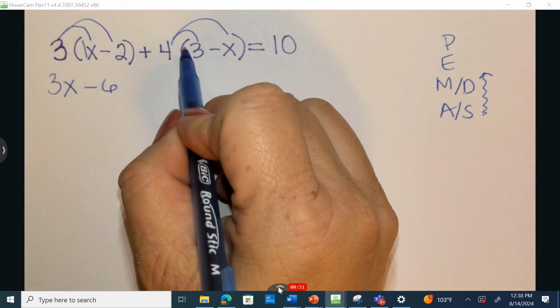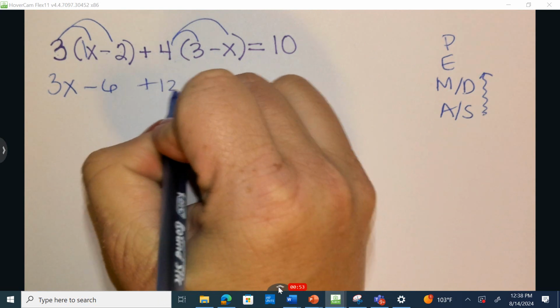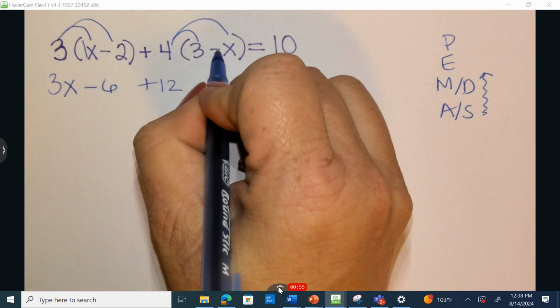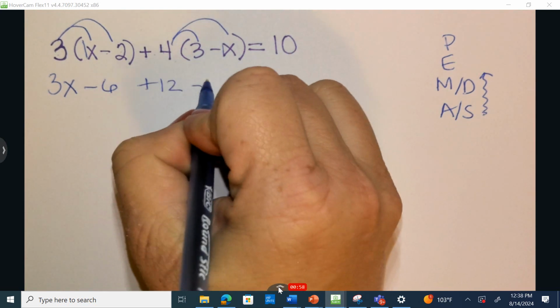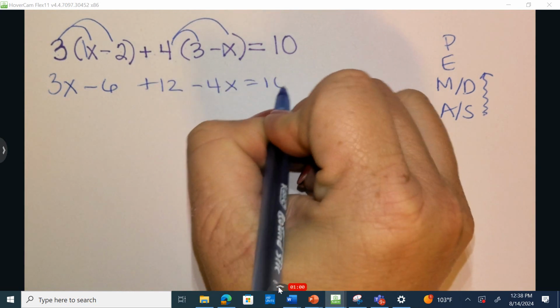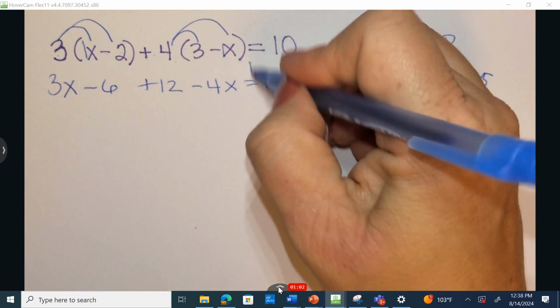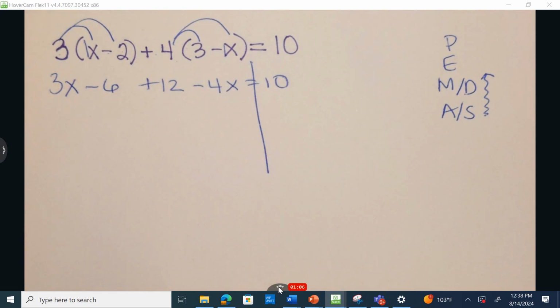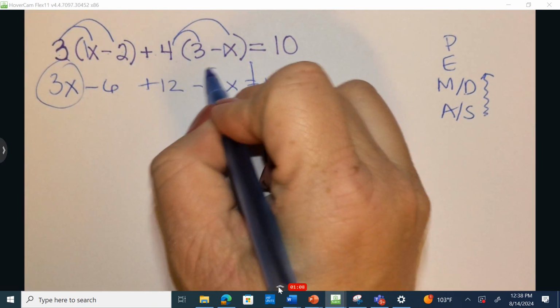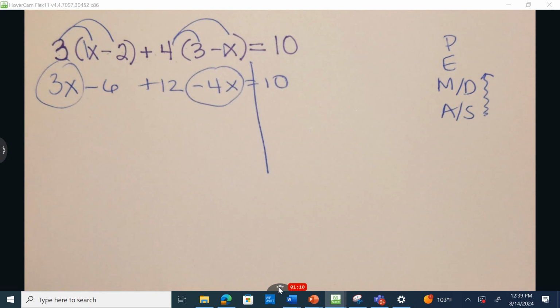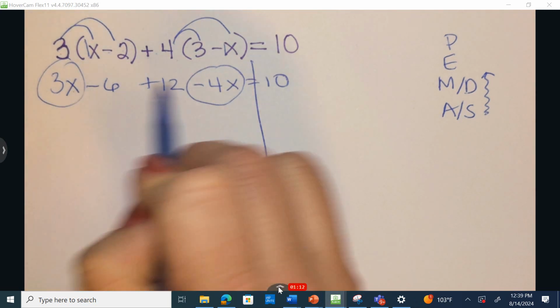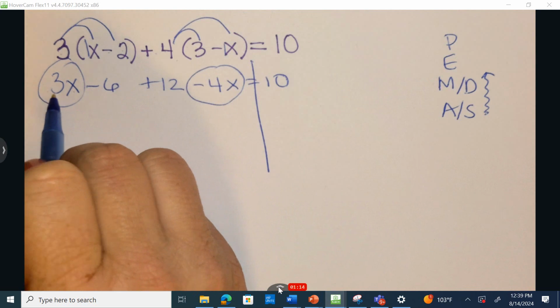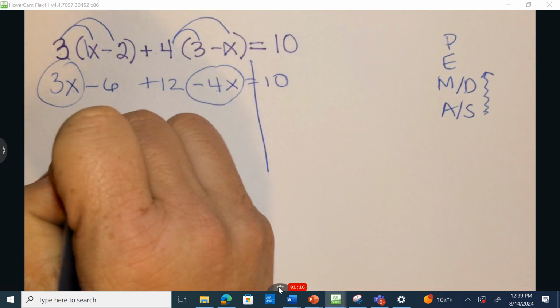Positive 4 times 3 is positive 12. Positive 4 times negative 1 is negative 4 with an x. Now we have a left side and a right side. On the left side, let's look at what we can combine. Both these terms contain an x. 3x combined with the negative 4x, 3 subtract 4 is a negative 1.